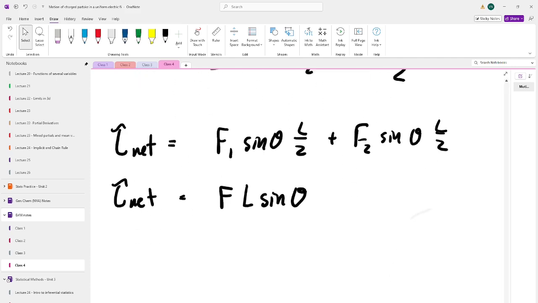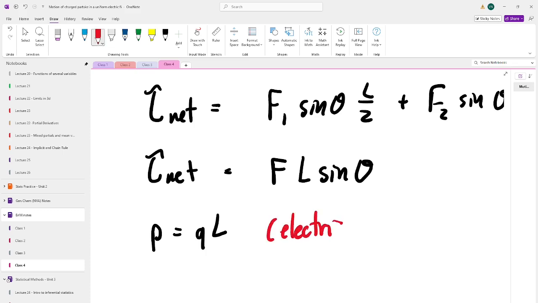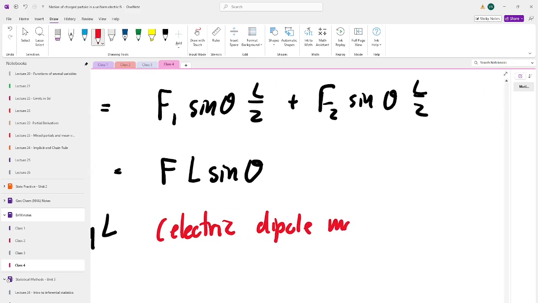And now we're going to define what we call the electric dipole moment as being P is equal to QL. So I'll write that. This is the electric dipole moment. And then what else could we do? We could also say that F is equal to QE. So we could substitute that as well if we wanted. So QEL sine theta.